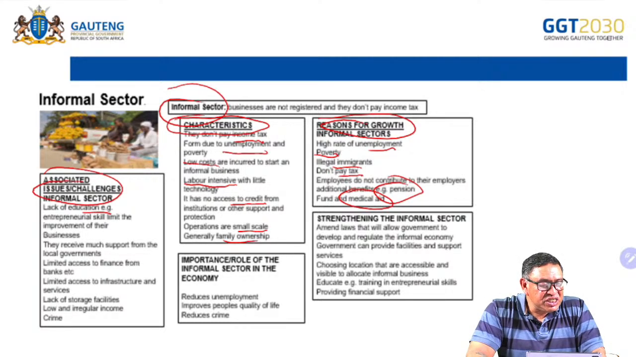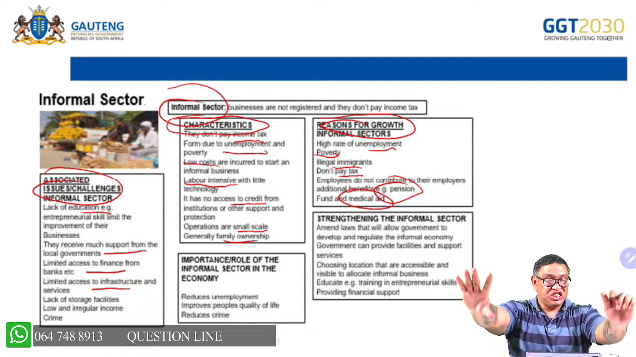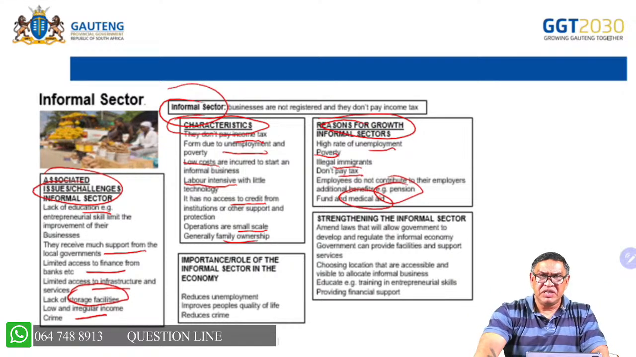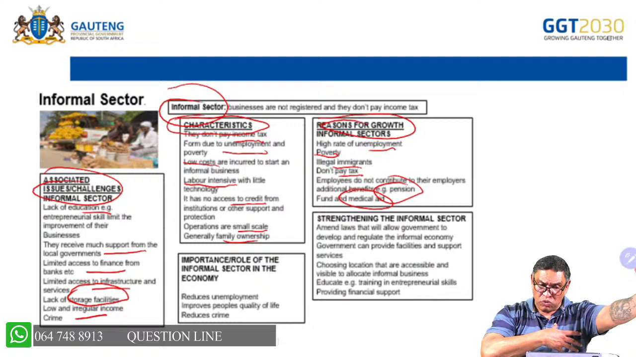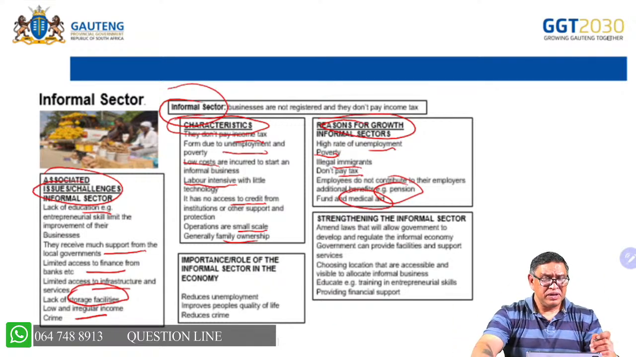Lack of education and entrepreneurial skills. They don't get much support from local government, limited access to finance, limited access to infrastructure like storage facilities, refrigeration, all these things, and their income is irregular. They may earn so much on one day and less on the other day, so it's never regular.